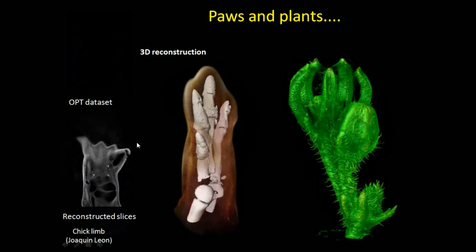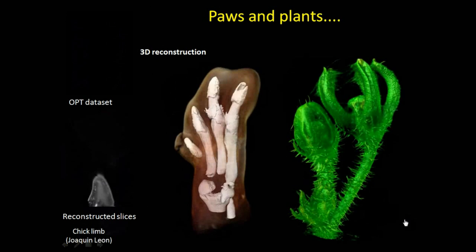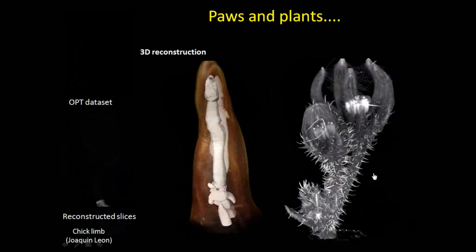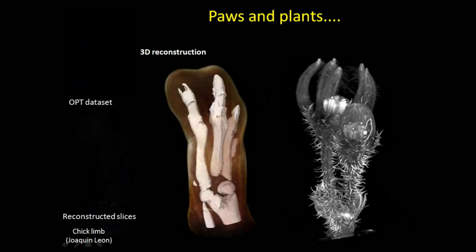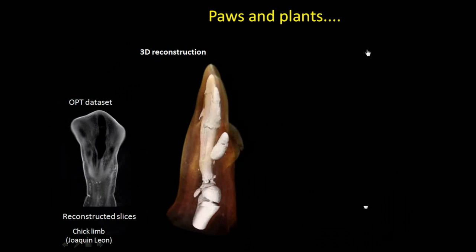Or this is an example of a flower that came from Brazil from a collaborator at the University of Lisbon, where I started this project. It's a 2-millimeter flower that they wanted to see the internal details of. So you can get some really interesting images with this system.